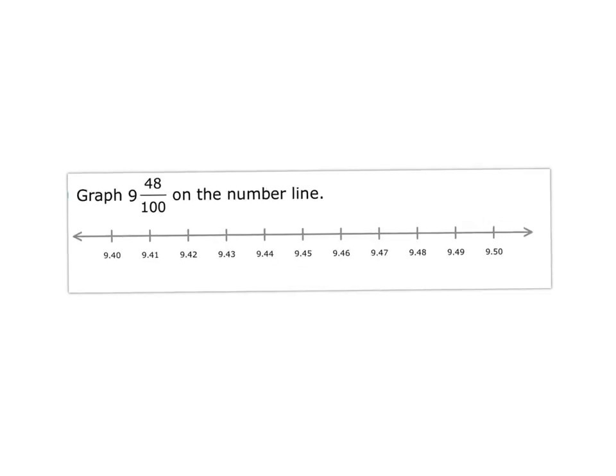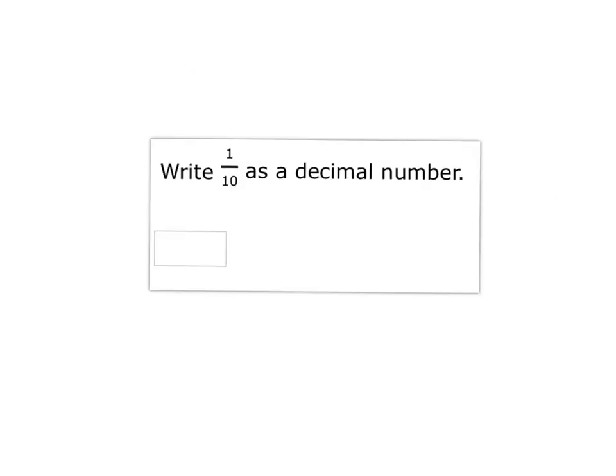Let's take a look at this and think of it as money. 9 whole and 48 hundredths. If you had 9 whole dollars, you would have $9 and 48 cents. 48 is in the hundredths, and here's your whole number. So 9 whole, 9 ones, 48 hundredths, 48 in the hundredths. And all you would have to do is select here.